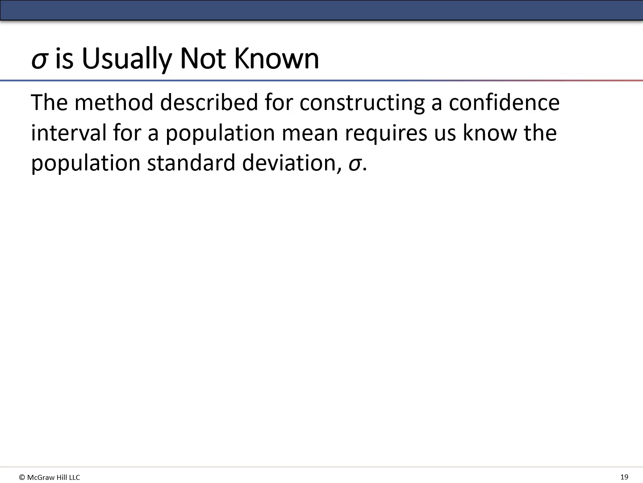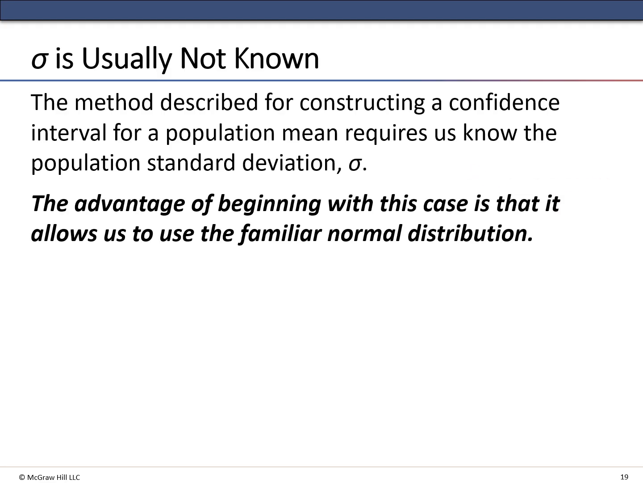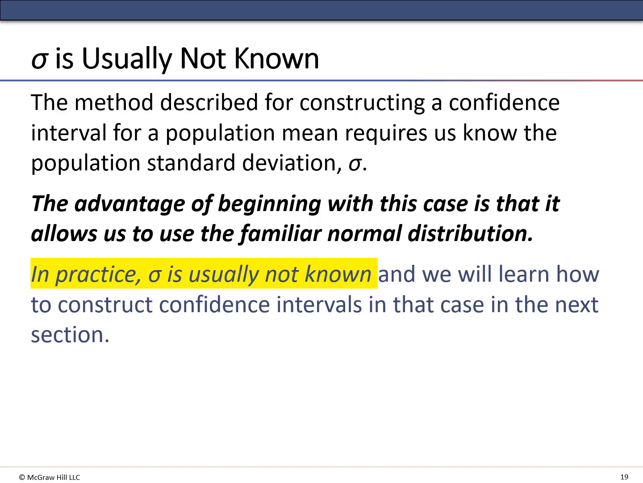In general, though, we've been using a standard deviation known for the population, but typically we don't know what the standard deviation of the population is. The advantage of beginning with this case is that it allows us to use the familiar normal distribution. As I said, normally we do not know what the standard deviation of a population is, but we will learn how to create confidence intervals in this case.